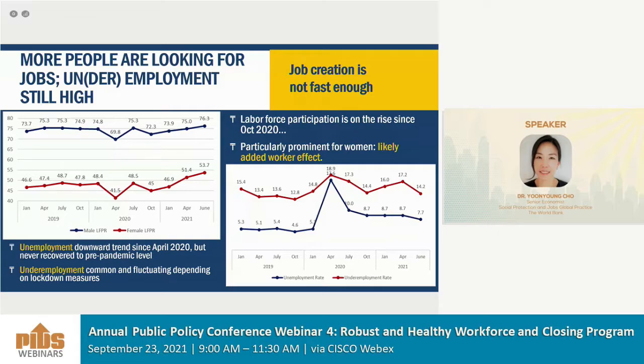As you can see, labor force participation of women has been increasing quite a bit. It is likely the added worker effect: your main breadwinners have lost jobs and incomes, so the secondary earners have to come out to the labor market to seek more work opportunities and earn. Unemployment overshot, as did underemployment, during the quarantine measures in Q2 of 2020. It has gone down since then, but the unemployment rate has never recovered to the pre-pandemic level.